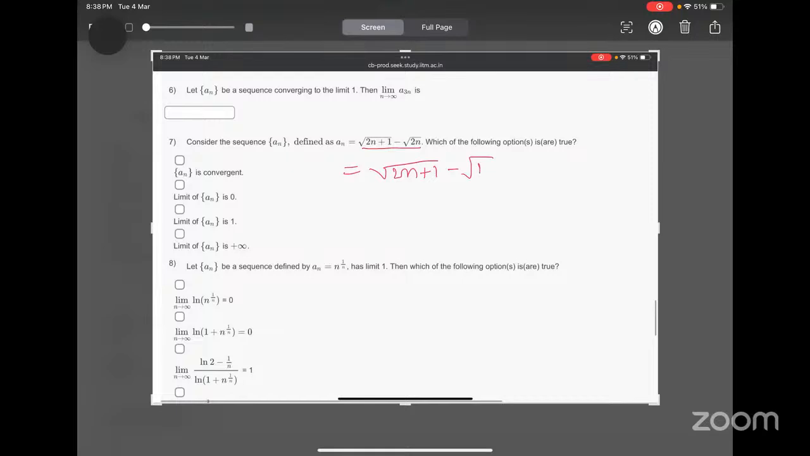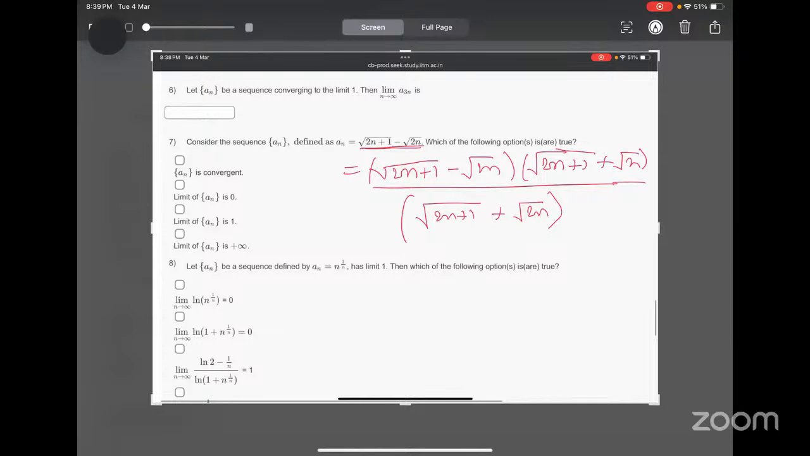So we have to take the conjugate of this number: root 2n plus 1 plus root 2n, divided by root 2n plus 1 plus root 2n. Whenever you have this type of minus expression, you will always multiply and divide it with the conjugate. a minus b into a plus b.